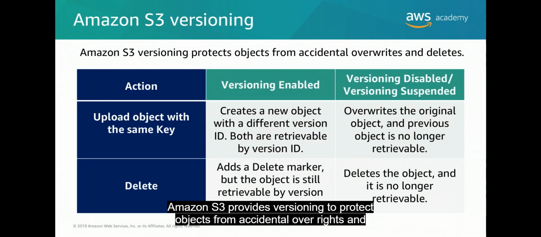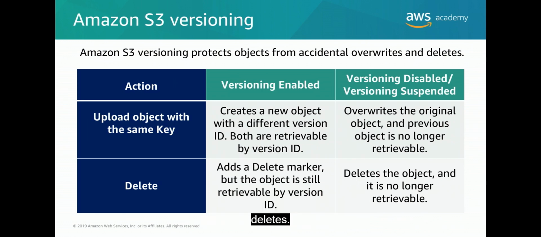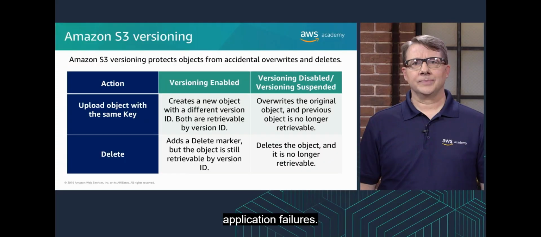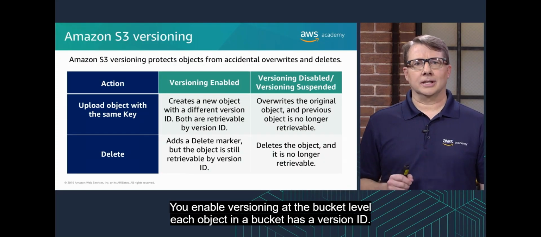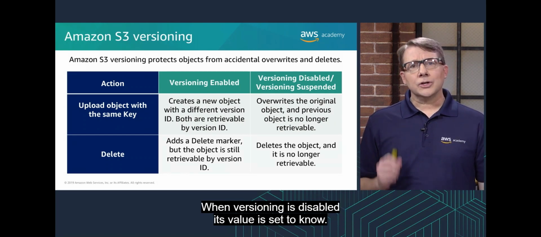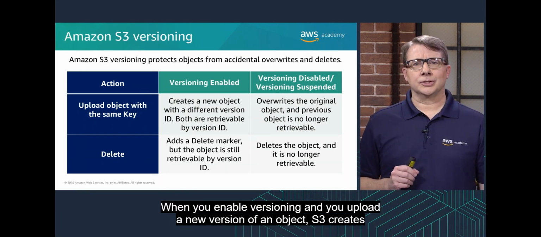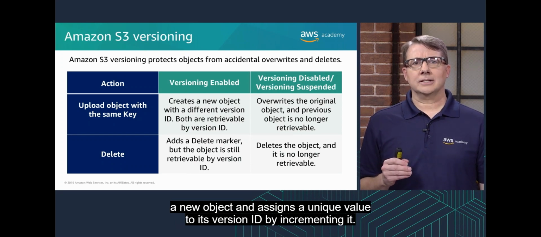Amazon S3 provides versioning to protect objects from accidental overwrites and deletes. Versioning enables you to easily recover from both unintended user actions and application failures. You enable versioning at the bucket level. Each object in a bucket has a version ID. When versioning is disabled, its value is set to null. When you enable versioning and you upload a new version of an object, S3 creates a new object and assigns a unique value to its version ID by incrementing it.